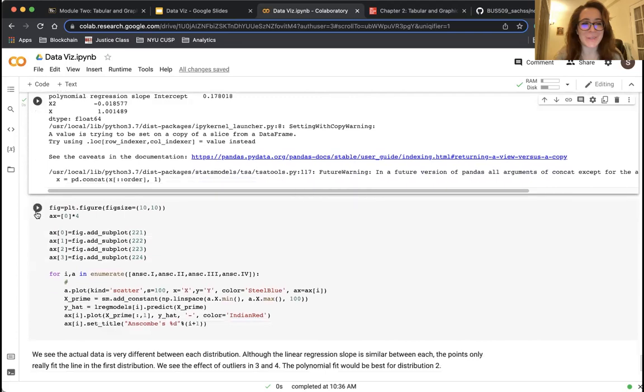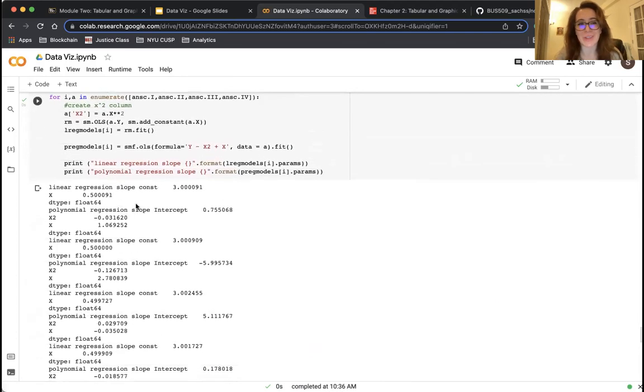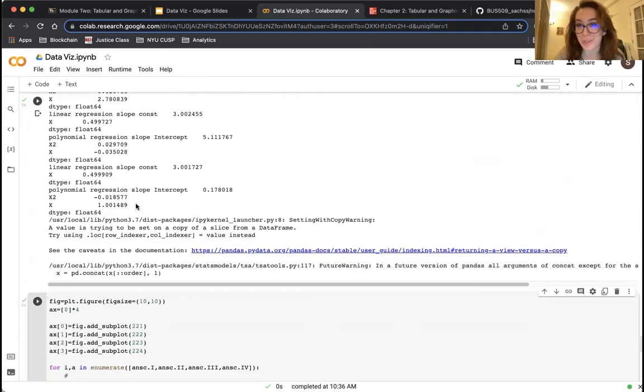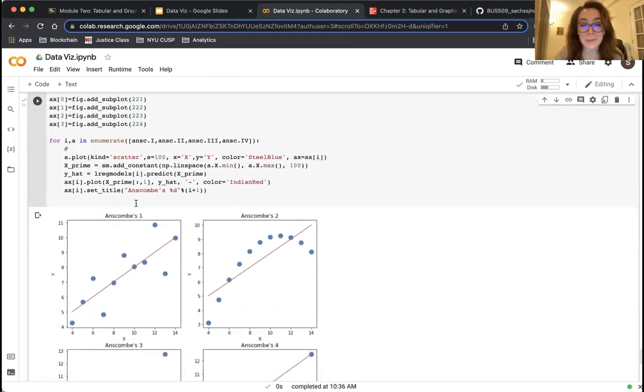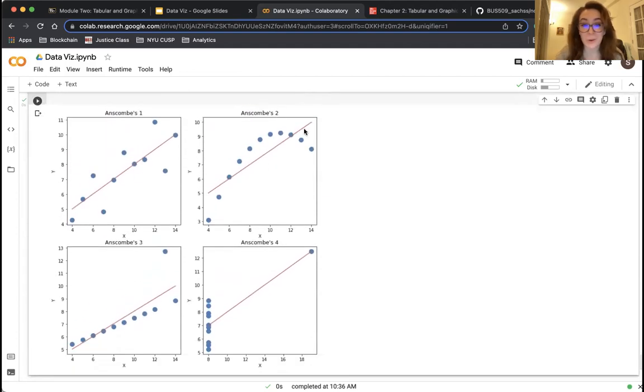I don't need to get into the details too much, but feel free to read through it. This is just fitting a line of the regression. So we'll get into this later in the semester, but this is really helpful to then visualize what that line looks like across the data points.